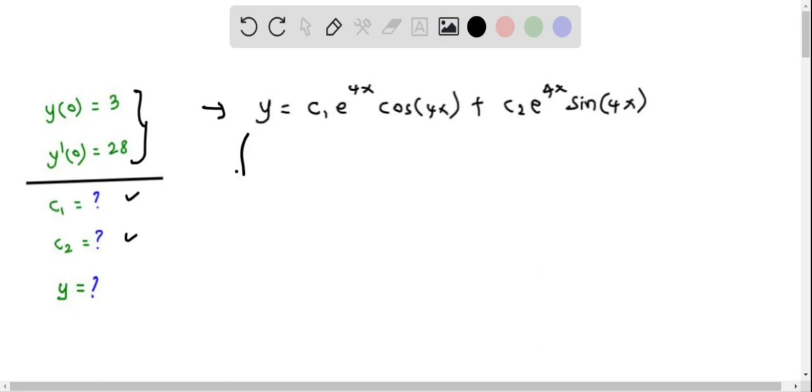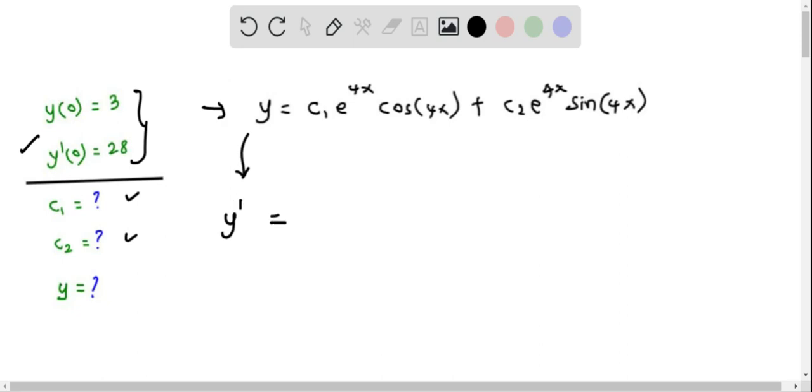Since we have this general solution and we also have this initial condition, that is y prime of 0 equals 28, we have to find the first derivative of this solution equation. So I'm going to find the derivative of the solution equation by differentiating both sides with respect to x. When you differentiate y, we will get y prime, which is the derivative of y with respect to x.